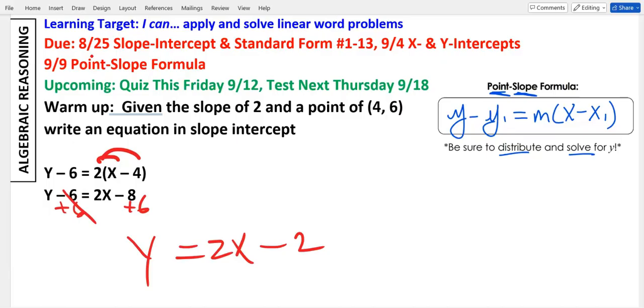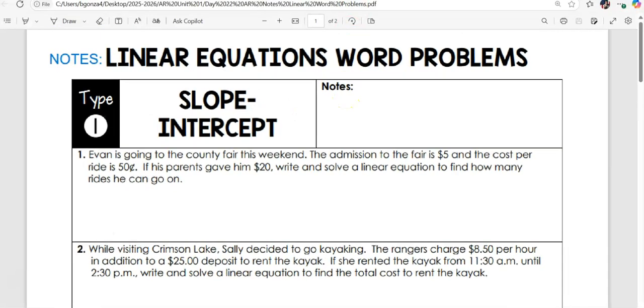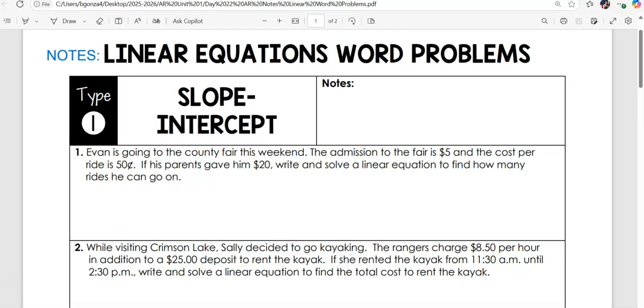Here we go. Hopefully you got that warm up. Y equals 2x minus 2. Let's see here. Okay, well, we can come back to it.